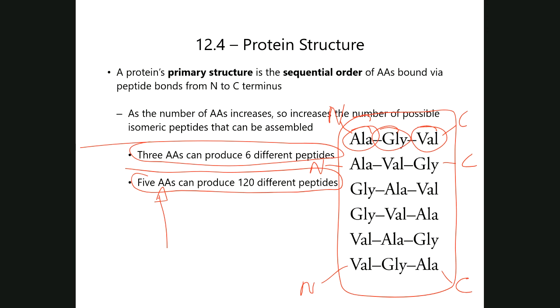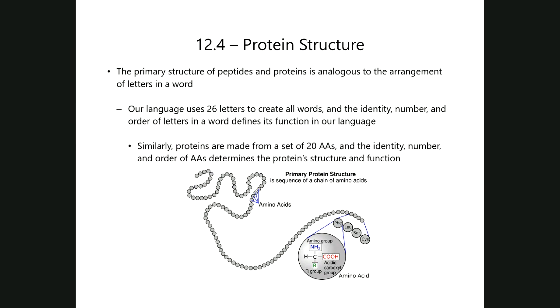So again, primary structure or primary sequence, those terms are synonymous, is simply the order in which the amino acids are bonded together, starting from the N-terminus all the way to the C-terminus.